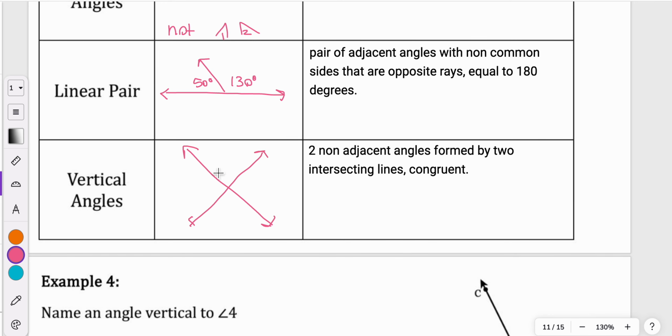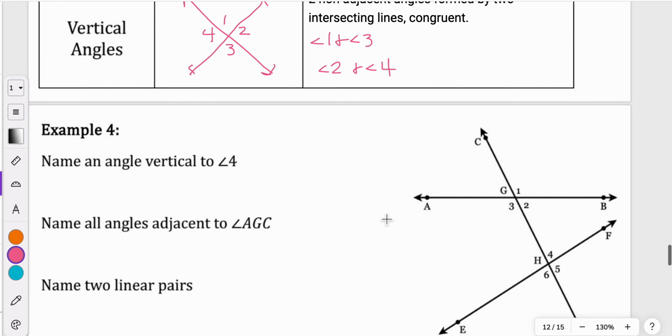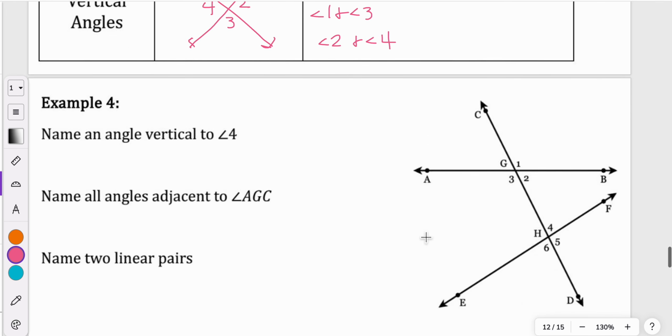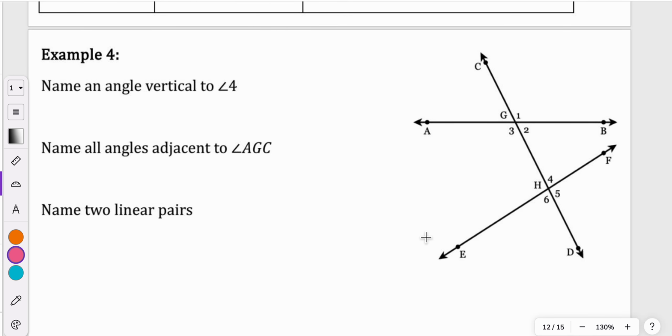And then I'm going to name all these angles just numbers. 1, 2, 3, 4. When you look at these lines, the ones that are across from one another are going to be congruent. So angles 1 and 3 are vertical, and angles 2 and angle 4 are also vertical. Okay? So once we have these written down, we're going to try some examples with that. An example for 4, name an angle vertical to 4. So here's 4. The angle that's vertical to 4 is angle 6. So it's right across from it.